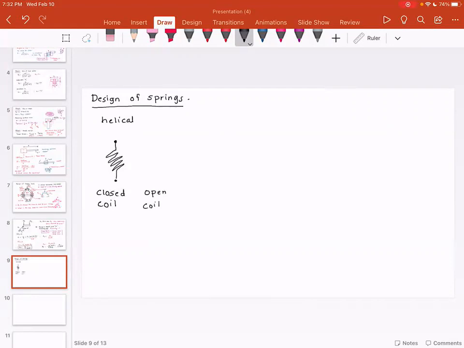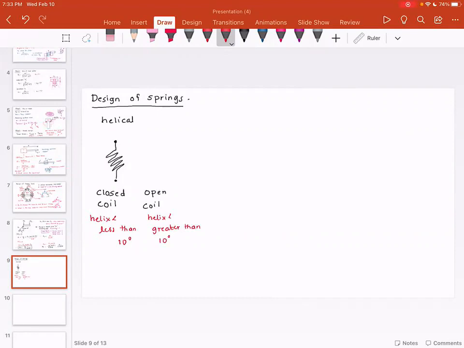So in the closed coil springs, the angle of helix is usually less than 10 degrees. So helix angle is less than 10 degrees. In the open coil, helix angle is greater than 10 degrees.